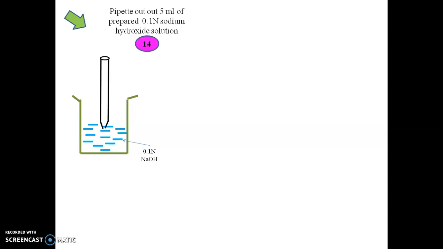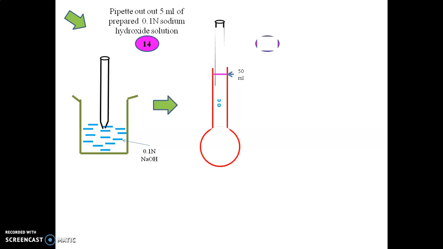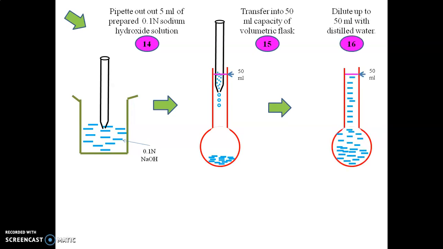Then prepare the blank solution. Whatever final solvent is used for the preparation of the final tablet solution, the same solvent is used as the reference blank solution. So 0.1 normal NaOH solution and distilled water are used for the final solution preparation. Pipette out 5 ml of the prepared 0.1 normal sodium hydroxide solution, transfer into a 50 ml volumetric flask and dilute up to 50 ml with distilled water. So this is the blank solution.